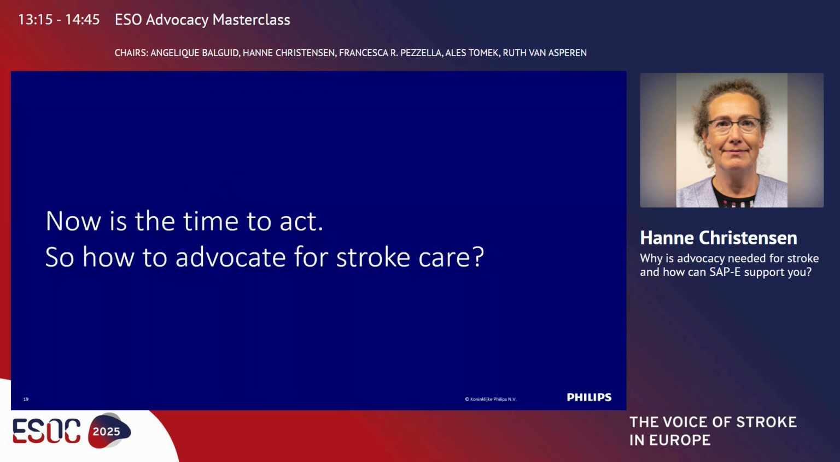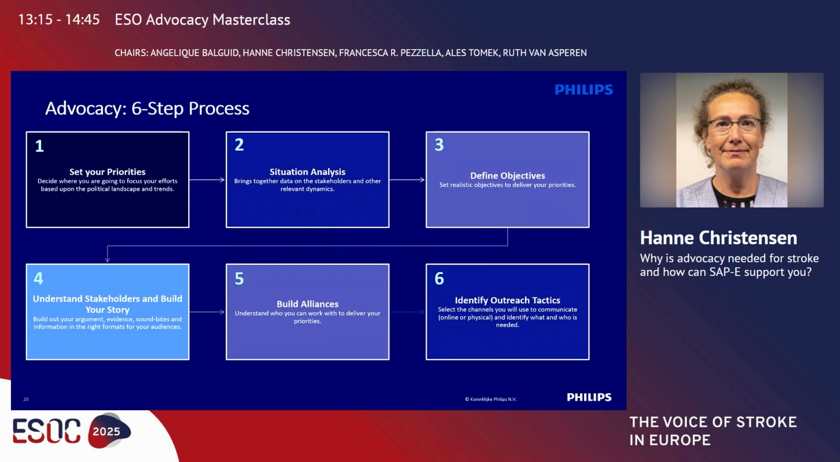So we know that the time to act is now, but how do we actually advocate for stroke care, and how do we come up with a clear strategy to advocate for stroke? This is a 6-step process that is often used in advocacy, which shows the different steps you should follow to build an impactful advocacy strategy. And this is something we would like to do with you today, to see what steps we should take, and how we get to a clear story and strategy for stroke.